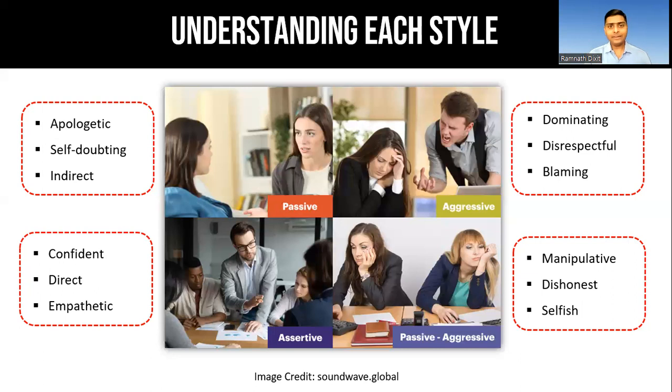Now, having said that, is it wrong to be passive at times, or is it wrong to be aggressive at times? Not really. Sometimes it's okay to be passive. For example, if you have a client who is working with you for quite some time and you feel that giving them a little bit of discount is okay, or agreeing to their demands is okay because it's in the best interest of both the organizations, maybe you'll be slightly more passive there than being assertive or aggressive.